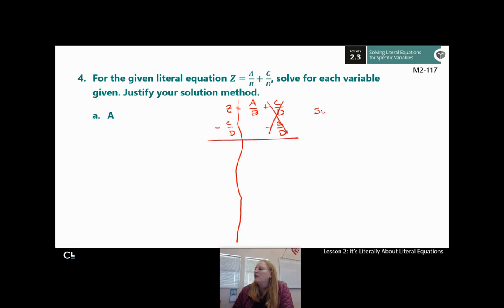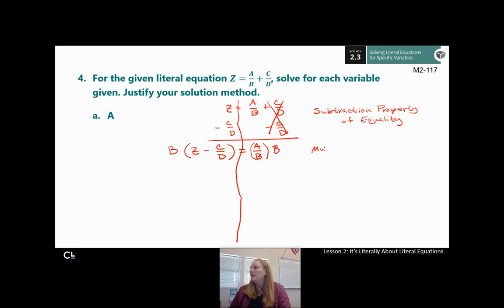Oh, by the way, it did say to justify, so I'm going to make a note here. Subtraction property of equality. Yeah, we're coming back to it. Always got to get that practice in, right? So this means I have Z minus C over D equals A over B. All right, that's pretty good. But of course, I need to get A all alone, and right now it's being divided by B. Well, you know how to undo division. You undo division with multiplication. So I'm going to go ahead and multiply both sides by B.